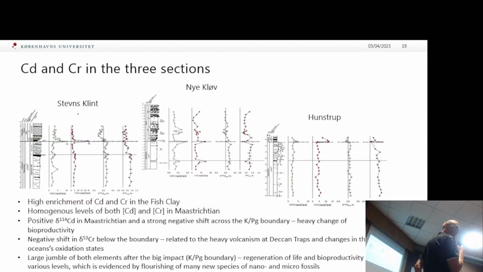So I think this is something that's important to stress. They're developing this proxy now in the same lab where Robert Frei and his students developed the chromium isotopes for oxygenation. Now they're developing the cadmium isotopes for bioproductivity. So the work of Jesper is very important because it will lay the foundation for people that want to try this proxy for other things and then test it.